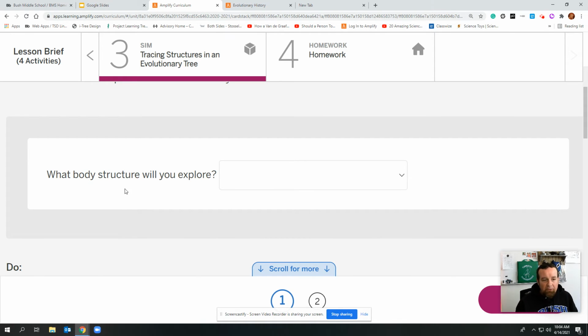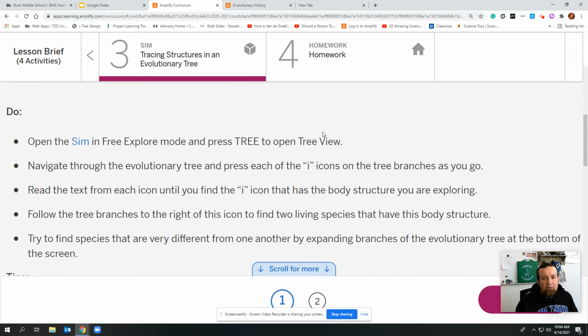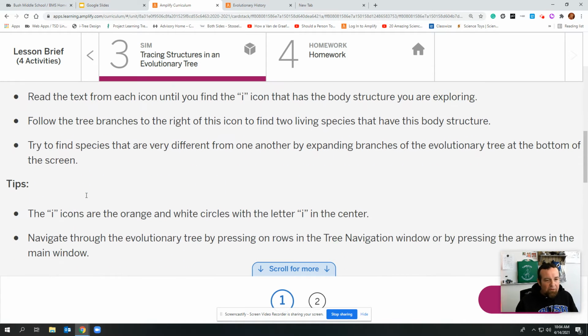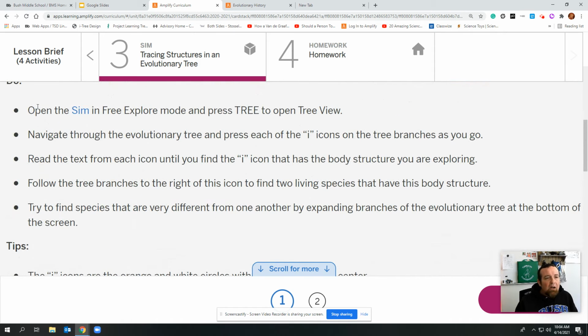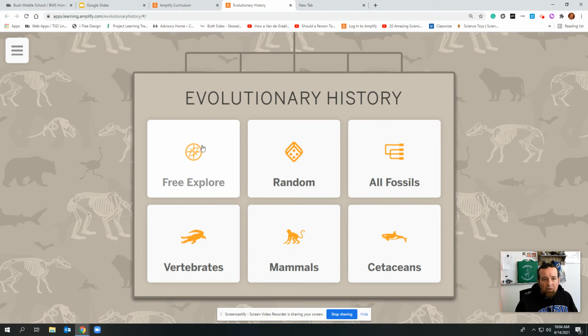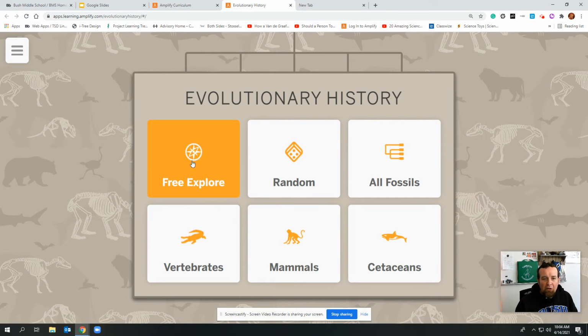So you're going to pick one of those, and then you're going to follow these instructions here for the sim. And I'll also walk you through it here. So we're going to open the sim. We're going to go to the free explore mode and press tree to open the tree view. So let's push this button. That should take us to here. We want to go to the free explore.